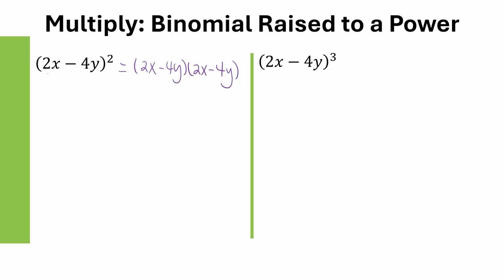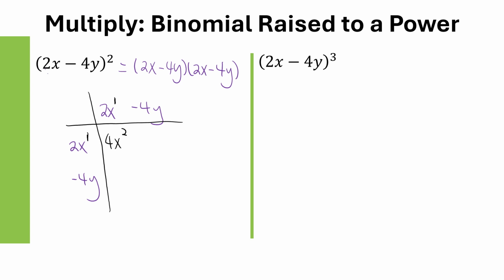And now to multiply these two binomials, you can either use the FOIL method or the box or table method. So I'm going to use the table method here. So we have 2x minus 4y and then 2x minus 4y. For the first one, we have 2x times 2x, which is 4x squared, because when you multiply, you add the exponents.